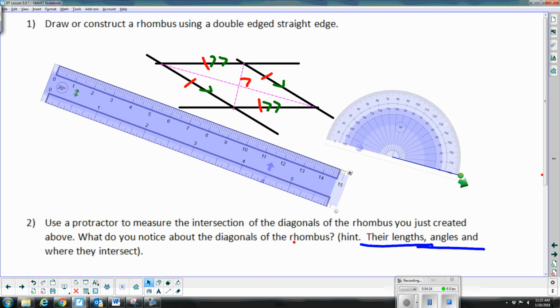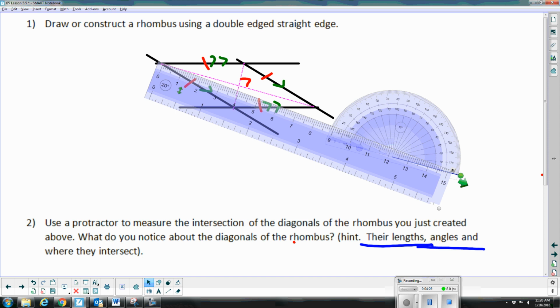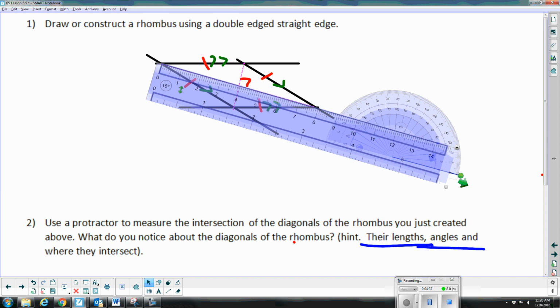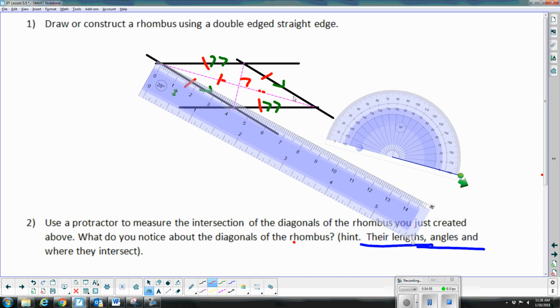But let's just use our ruler. I'm going to use centimeters, but everyone's rhombus is going to look a little bit different anyway. So here's my ruler. If I look at this, the whole diagonal is almost 8 centimeters, and where they intersect is almost 4 centimeters. So these two are the same. These two segments here, the two parts of my diagonal, are the same. Now let's see if that's true with the other part.